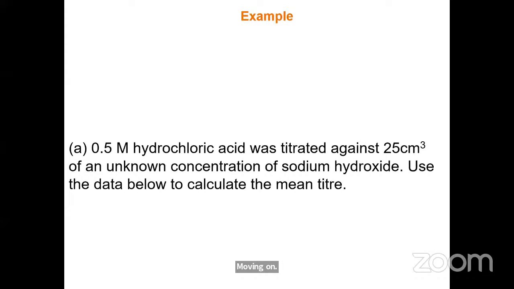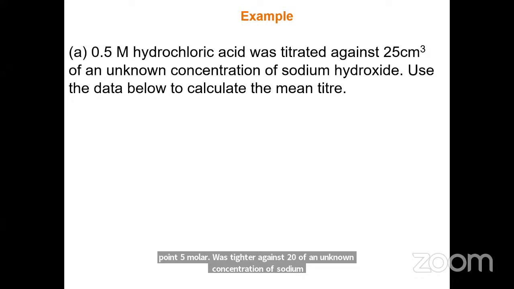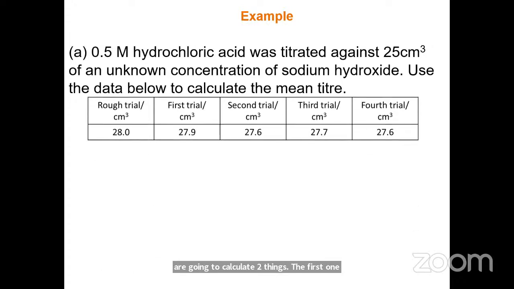We now want to take an example of calculation involving acid base. 0.5 molar hydrochloric acid, HCl, was titrated against 25 cm³ of an unknown concentration of sodium hydroxide. Use the data below to calculate the mean titer. We are going to calculate two things. The first one is the mean titer.